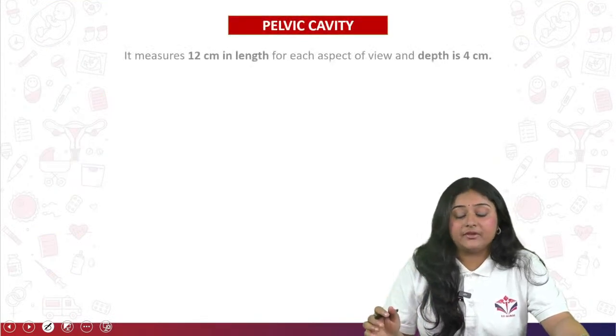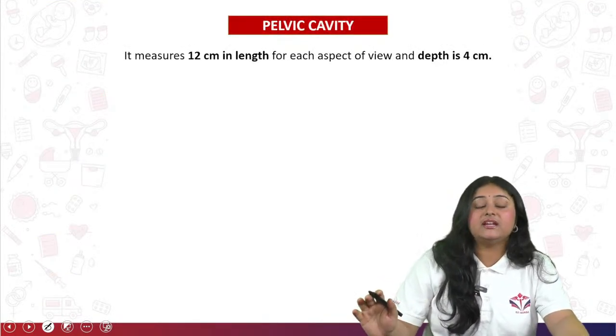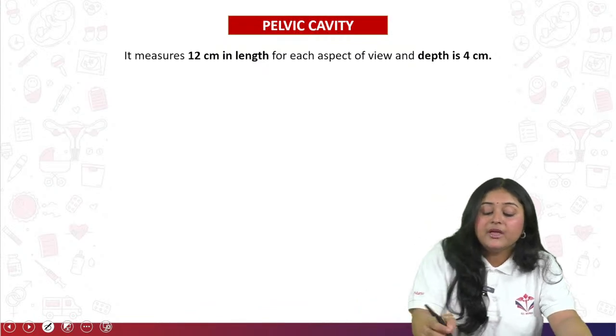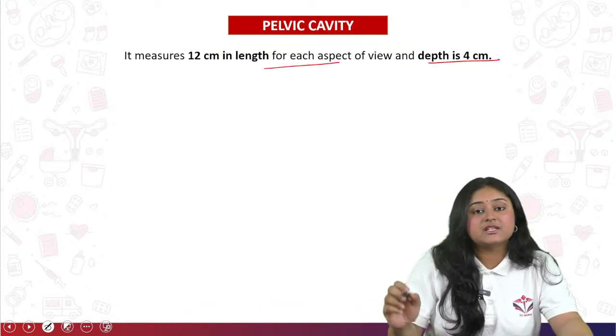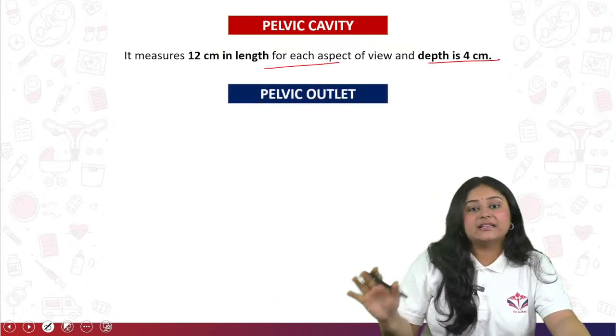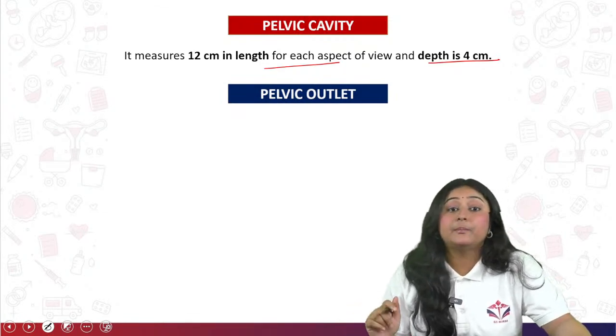transverse diameter. Okay, now come to the pelvic cavity. In the pelvic cavity region, it is 12 centimeters in length from each aspect and the depth is 4 centimeters. No other diameters are present. Now come to the pelvic outlet.